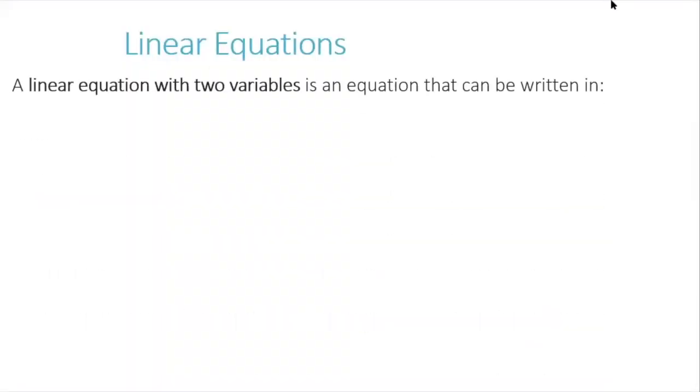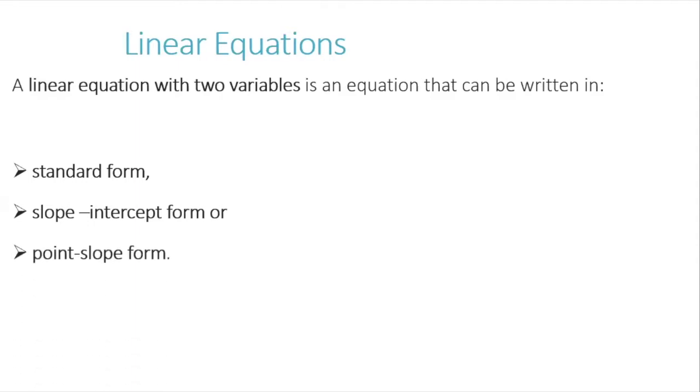So on Tuesday, we looked at linear equations or linear functions that had one variable. So today we're going to put our focus more on the linear functions and equations that have two variables. And so a linear equation with two variables is an equation that can be written in three different forms. It can be written in standard form, the slope-intercept form, or point-slope form. And for this lesson, we're going to mainly focus on the slope-intercept form.